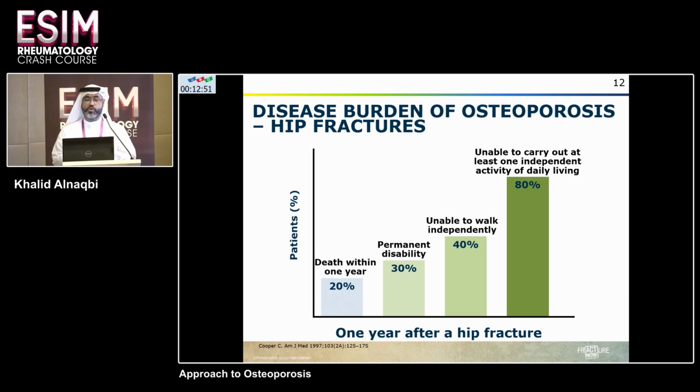Disease burden of osteoporosis, hip fractures. I remember one of my colleagues, a dear friend of mine, whose father got a fracture in the hip. And in my internal medicine mind, I knew that he was most likely going to die soon. And he did. He died within 6 months. So hip fractures increase death in the first year by 20%, and there's a 30% permanent disability. 40% of patients with hip fracture have inability to walk independently, and 80% of them are unable to carry out at least one independent activity of daily living. This is not a joke.